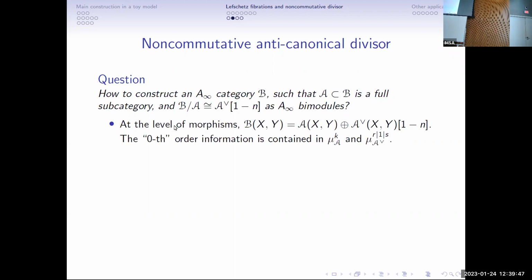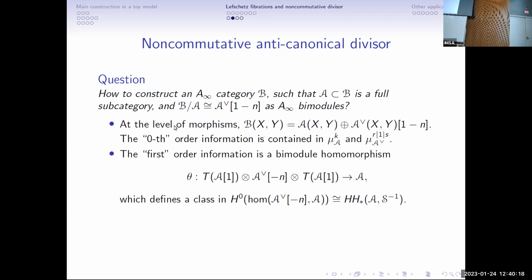So let's just do things order by order. On the level of morphisms, the thing we need to do is we just take the sum of the Hom spaces in A and Hom spaces encoded in the diagonal bimodule, the linear dual bimodule A dual. And the zeroth order information is contained in the structural maps in the infinity category and the infinity bimodule. Okay, so that's the zeroth order information.